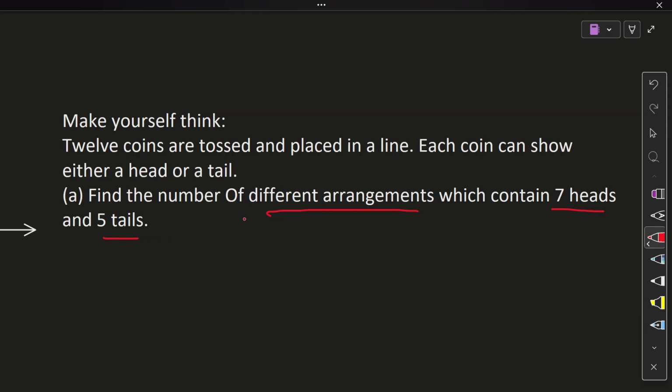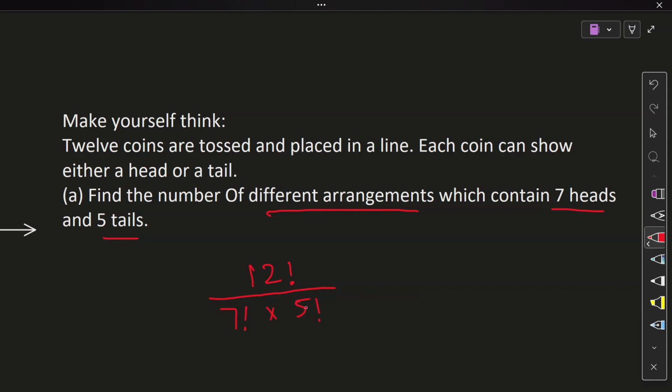Okay, simple question. 12 coins, they can give you all your different arrangements. It could be head, tail, tail, head, tail, head, tail, head, tail. I don't know what it can be, but it can be thousands of things. I don't even know what 12 factorial actually is. 12 factorial, it's more than millions. But I want it to have 7 heads exactly and 5 tails exactly. What I'm going to do is very simple. I'm going to divide it by 7 factorial into 5 factorial.